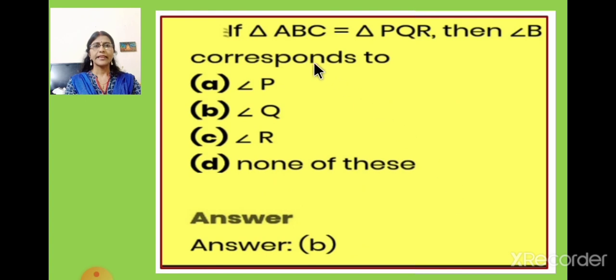Now next, if triangle ABC is congruent to triangle PQR, then angle B corresponds to angle P, angle Q, angle R, none of this. So which one will be? Here it is given, angle B will be here. Angle B will correspond to which angle? You can see here it will correspond to angle Q. So this is the right answer. Answer will be the B option.